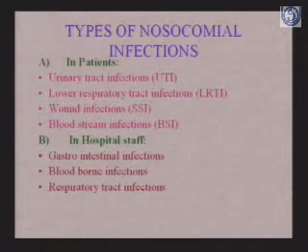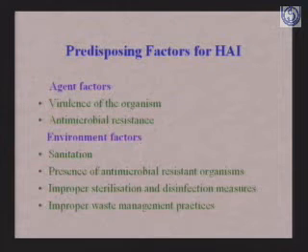Now, the kinds of infections that can occur in hospitals in the patients, that is the hospital-acquired infections, more commonly are the urinary tract infections, lower respiratory tract infections, wound infections or the surgical site infections, and bloodstream infections. These are the infections that are most common in the patients. While in the healthcare workers, the gastrointestinal tract infections, bloodborne and respiratory tract infections are more common.